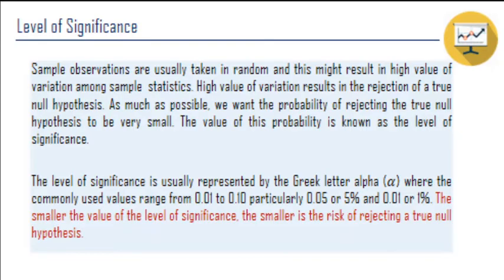The level of significance is usually represented by the Greek letter alpha, where the commonly used values range from 0.01 to 0.10, particularly 0.05 or 5%, and 0.01 or 1%. The smaller the value of the level of significance, the smaller is the risk of rejecting a true null hypothesis. We usually use a 0.05 significance level for social researches and a 0.01 significance level for medical researches.